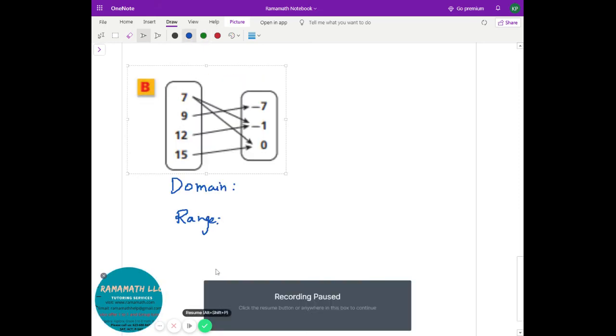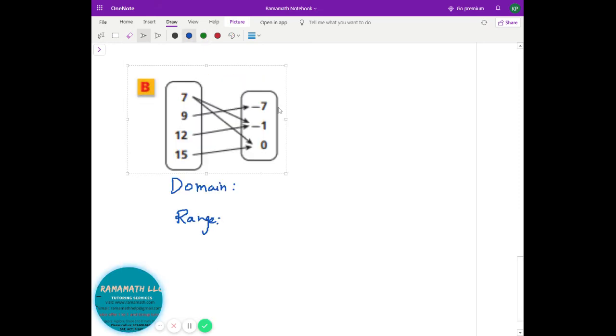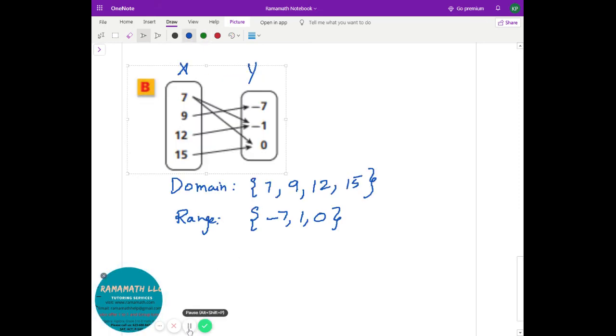Does that make sense? So what do you think is the domain in this one, and what's the range? Okay. A very simple way to identify: all the x values are the domain, all the y values are the range. This is called a relation.